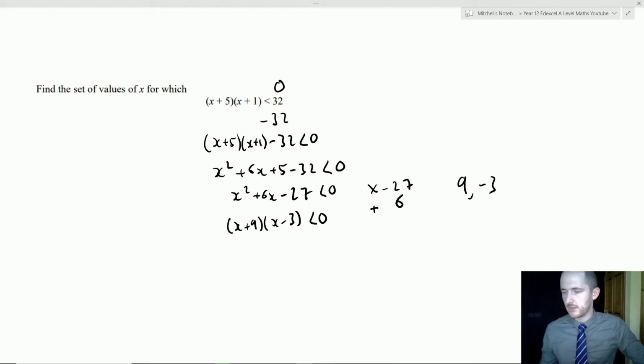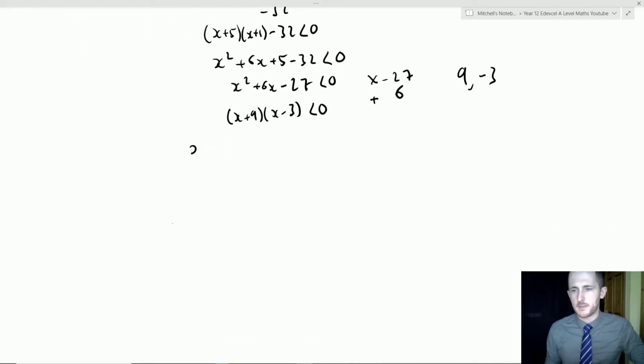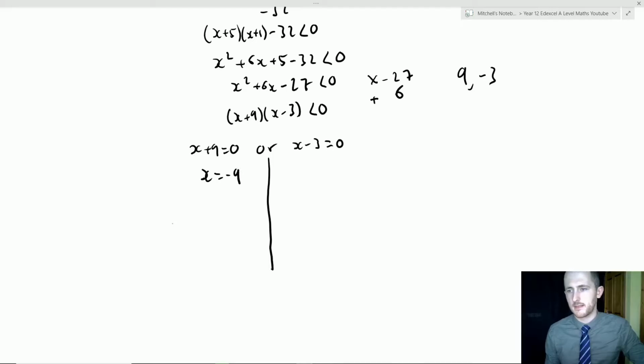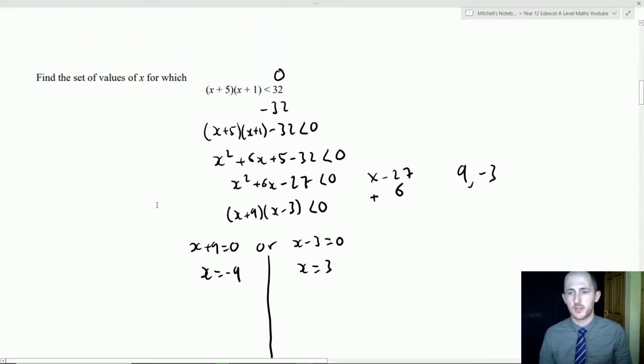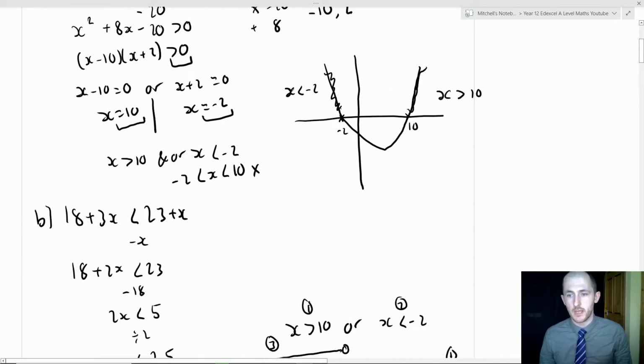So once again, what we're going to do first is work out the values as if it were equal to 0, and then add the inequality afterwards, because again, we're looking for a set of values. So either x plus 9 equals 0, or x minus 3 equals 0. So again, we're ignoring the inequality for now, but we will need to add it back in later. So x equals minus 9 or 3. Now again, we need the inequality sign, and just like in question 1, we couldn't assume it was this, because in that case it was wrong.